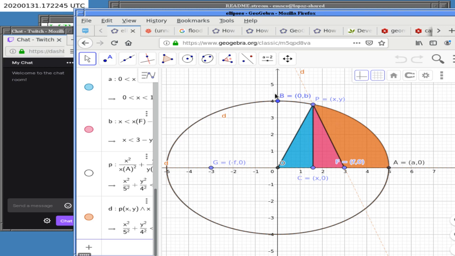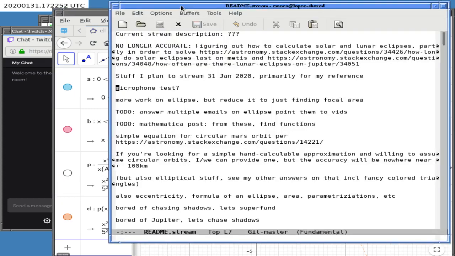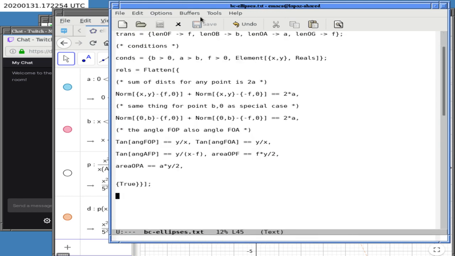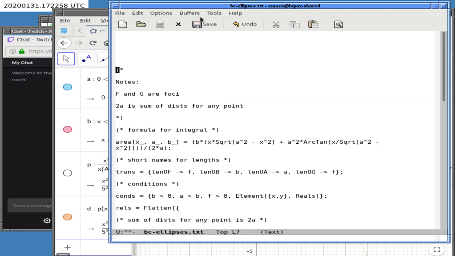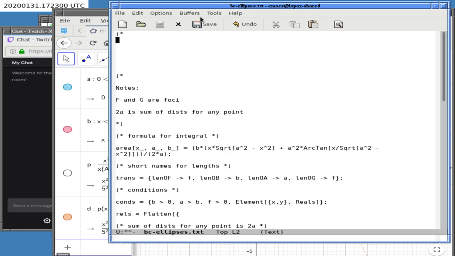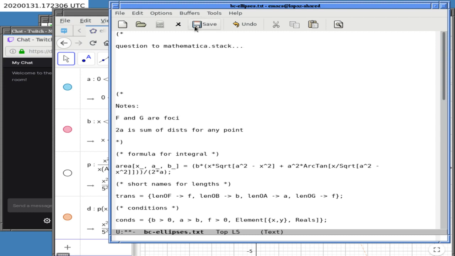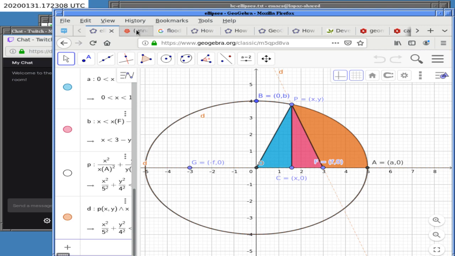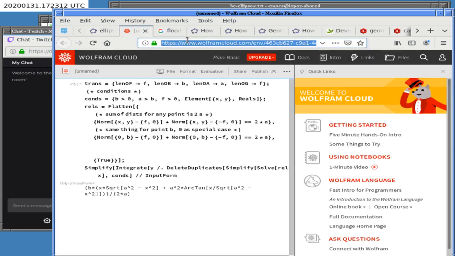Okay, so let's go ahead and there's going to be several things here. So let's go ahead and make some notes. And this is BC. So we're finally, I think, going to try to do the question to Mathematica, not math stack, blah blah blah. I know what the rest of it is. Let's go ahead and look at the questions I already asked that are very similar to this one, so we can just do it, I guess.